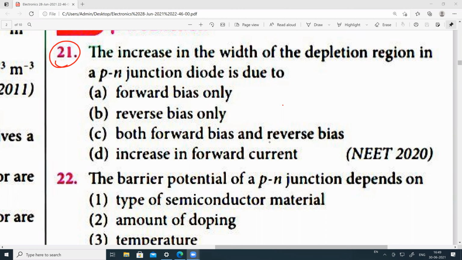Hello, is it audible? In the last class we solved up to the 20th question. So we shall go with the 21st one.